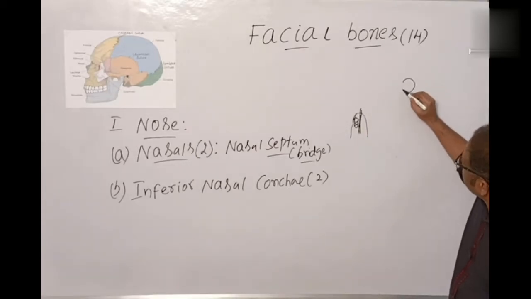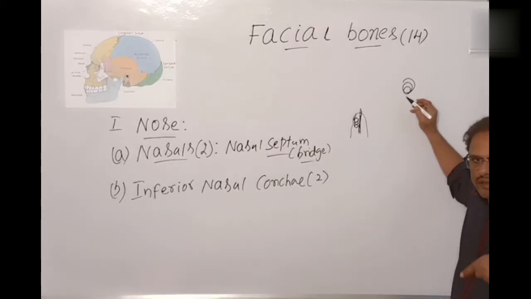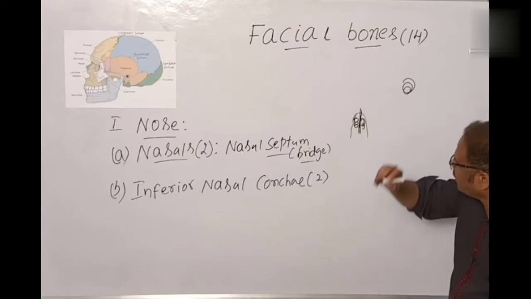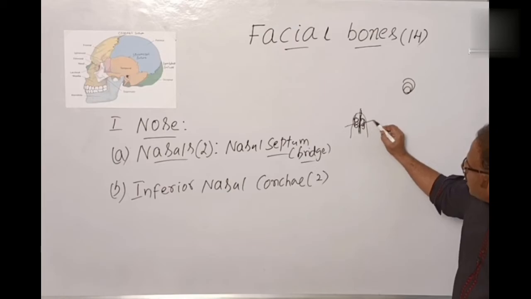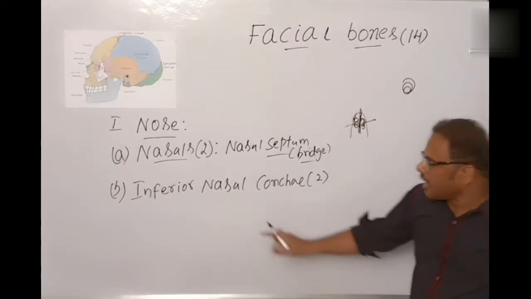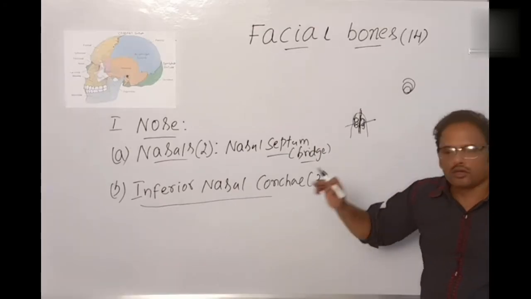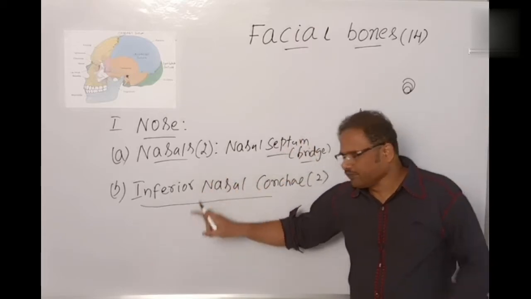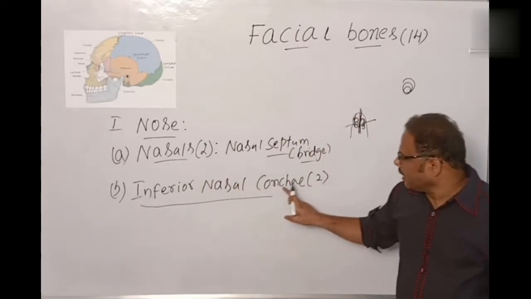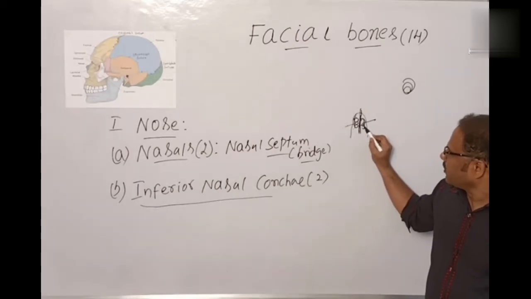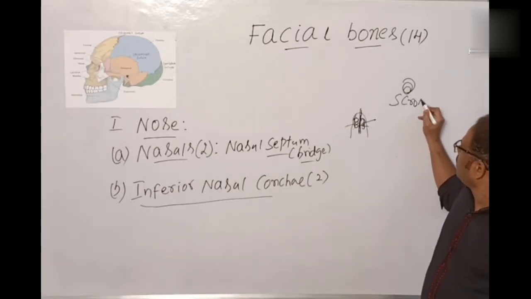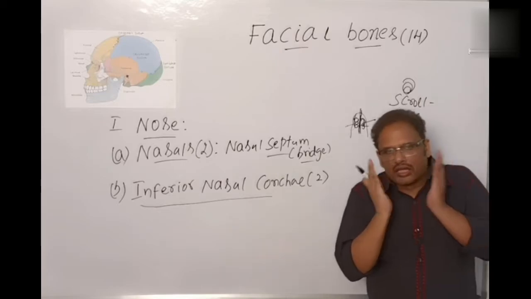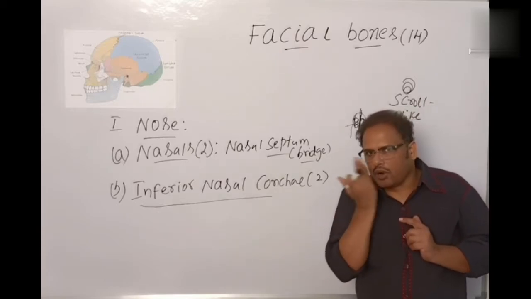In the nasal cavity, scroll-like bones are there. What is a scroll? Just like a watch spring is scrolled, rounded like this. One here and one here: one on the right side, one on the left side. They are called the inferior nasal conchae. 2 are there. So, nasal bones, which form the bridge or septum, 2 are there. Inferior nasal conchae, 2 are there, one towards the right side and one towards the left side. These are the scroll-like bones, twisted like this, which form the lateral part of the nasal cavity.